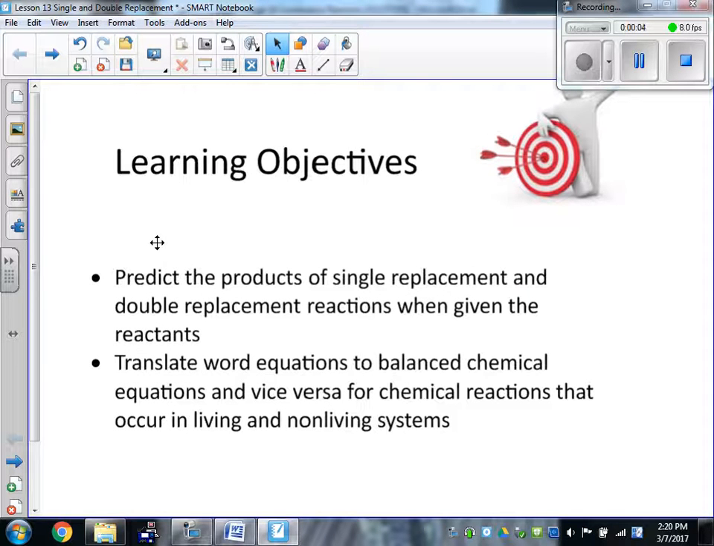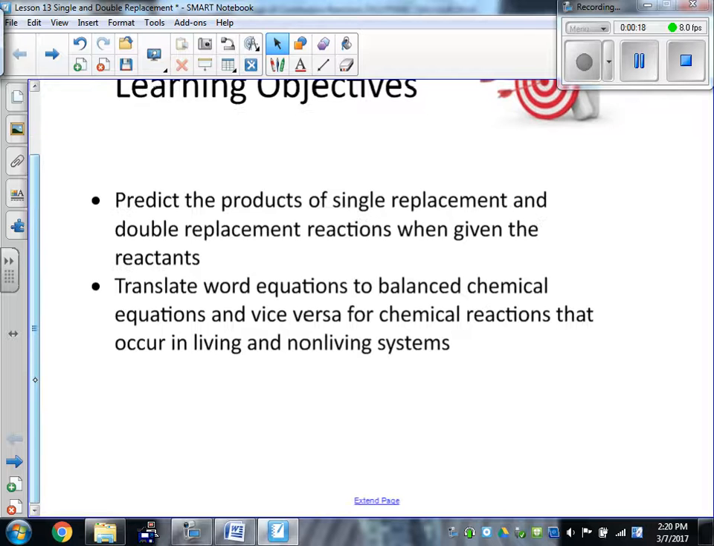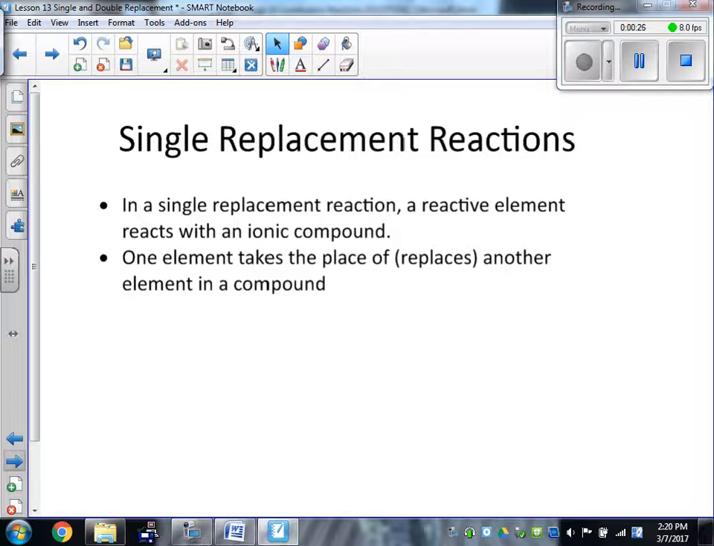So today, like I said, we're going to talk about single and double replacement reactions. This would probably be fairly new for us, I imagine, yes? I don't know if we've done this before. I don't think so. So we're going to predict the products of single replacement and double replacement reactions. And once again, translate those word equations into actual equations and then balance them, of course. Okay. Single replacement is what we're going to do first.